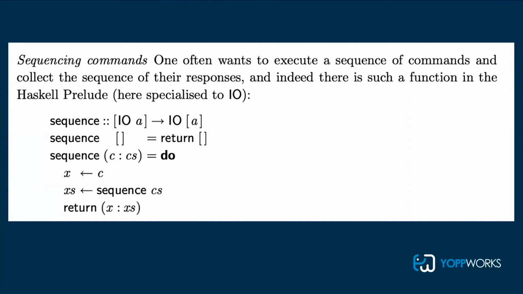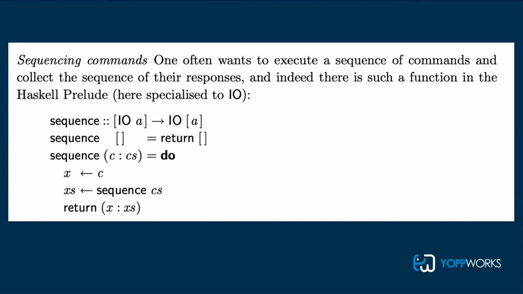So there's 3 examples of useful programs you can write in the paper, and we only really have time to look at one. But this is a good one. The idea is sequencing commands. So you have a list of effects, and what you would like to do is execute them all and turn them into a list of result values. So you're going to take a list of IOs and return an IO list.